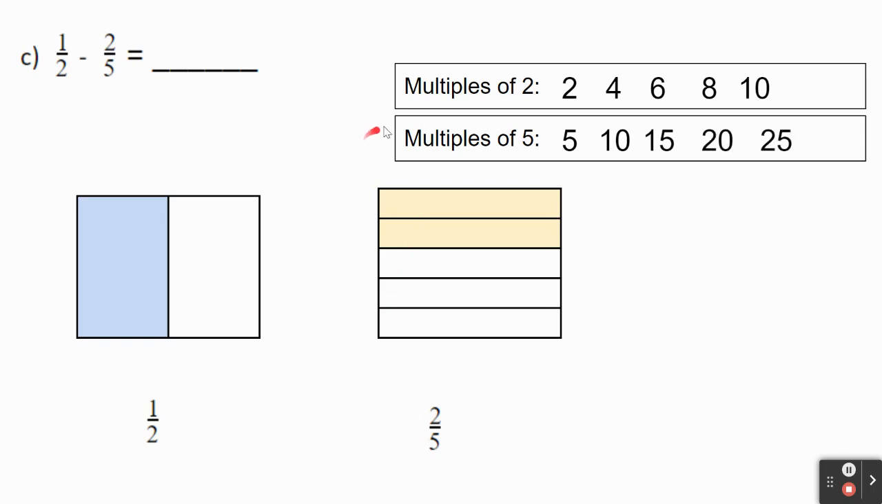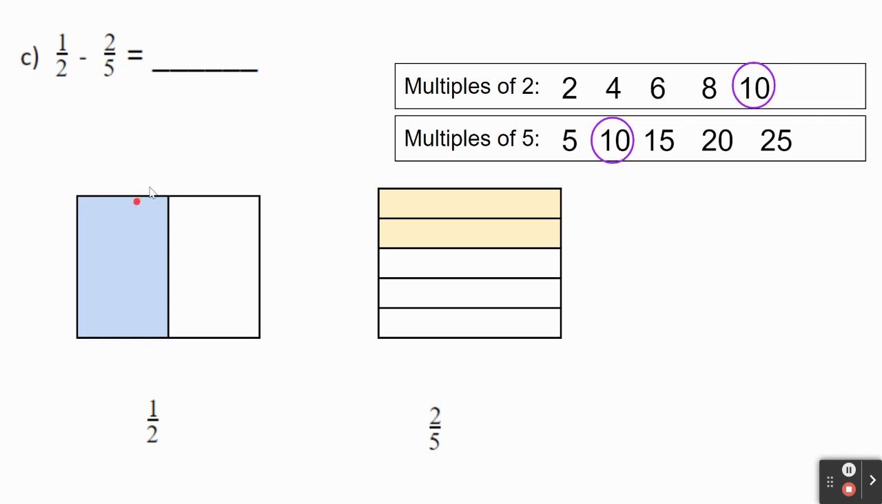Now let's look at both of the lists to see which multiple comes up first in both lists. Well, we can see that 10 is the first multiple in both lists, which means that 10 is going to be our common denominator. We are going to rewrite both of these fractions so that they each have 10 parts. So let's first rewrite 1/2 so that there are 10 parts.